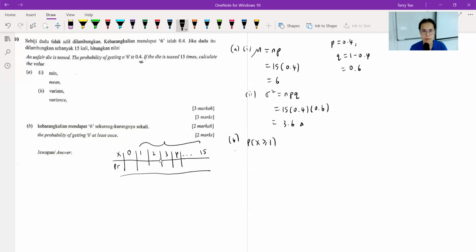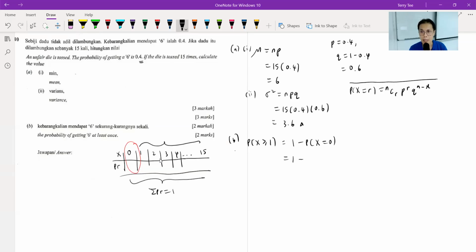So we know that the sum of all probability is 1. So by using 1 minus probability of X equals 0, I can find the probability of at least 1. At least 1 means 1, 2, 3, all the way until 15. So let's do probability of 1 minus none. Remember, your formula for binomial P(X = r) is given as nCr, p power r, q power n minus r. I should use r here.